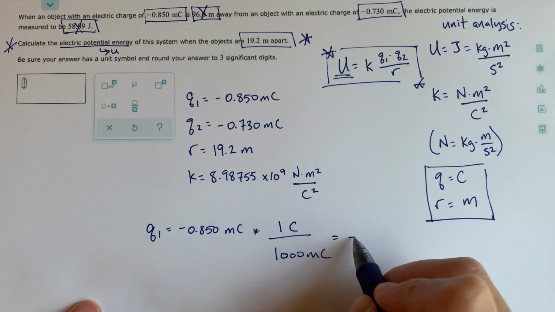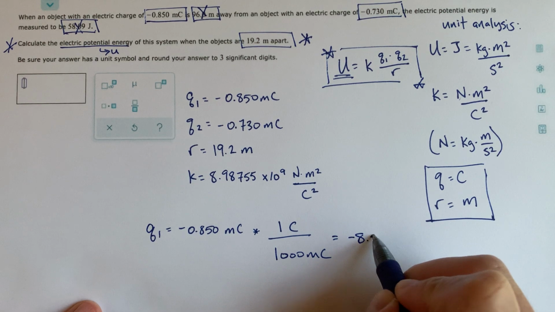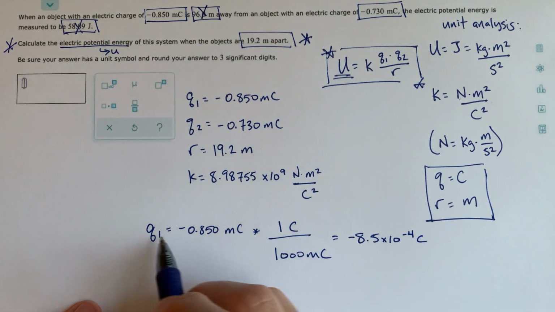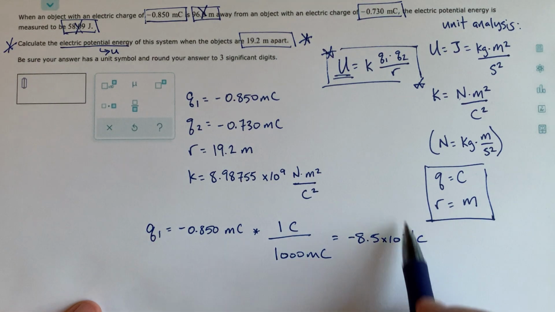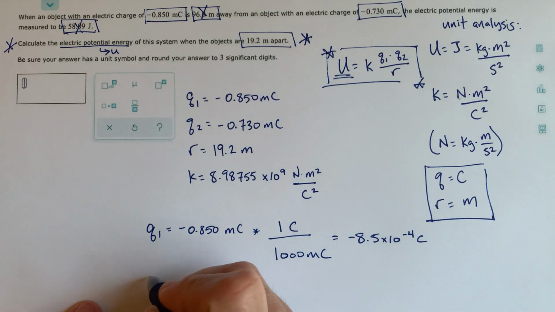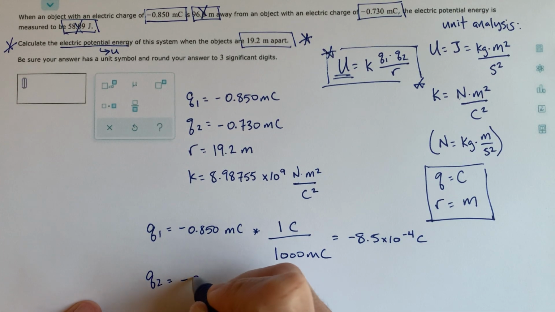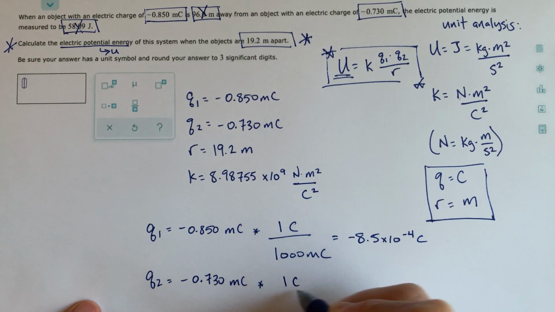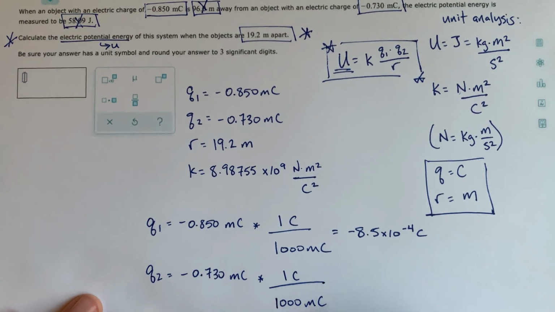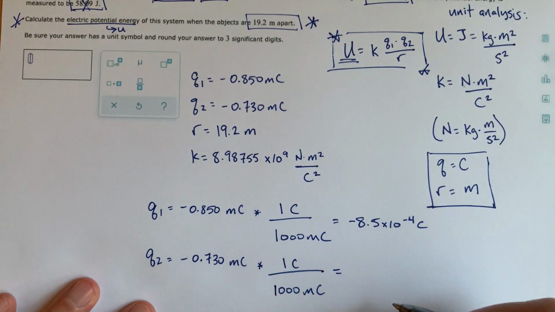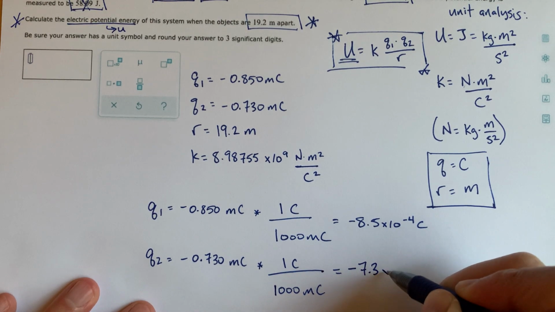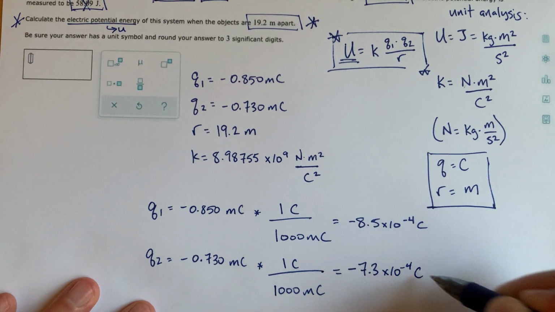But then we can go and do this calculation, and we get a value of minus 8.5 times 10 to the minus 4th coulombs. So that's our value for Q1 in coulombs that we're going to use in this equation. We'll do the same thing for Q2, minus 0.730 millicoulombs times 1 coulomb over 1,000 millicoulombs. Personally, I like writing it out like this. It seems easier to me. It makes more sense. And I don't make as many mistakes, which is always good. Times 10 to the minus 4th coulombs.